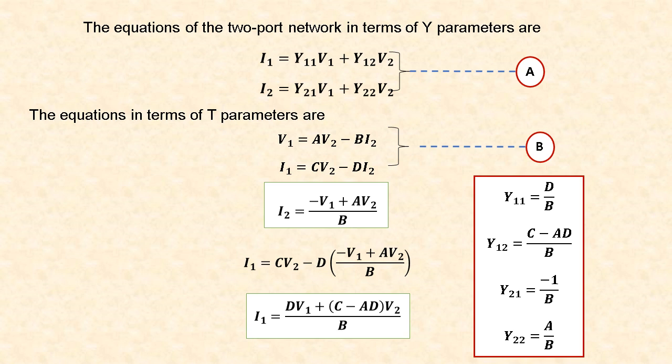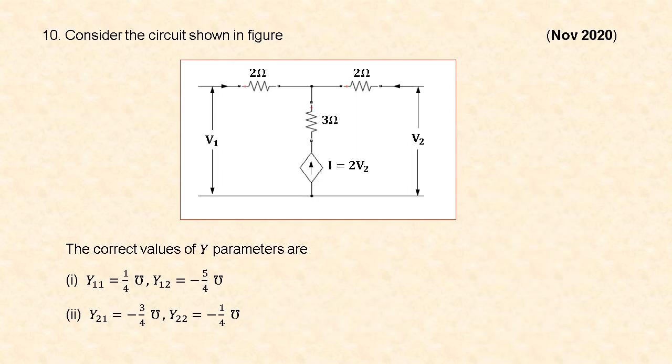Substituting this I2 in the second equation, we have I1 is equal to C into V2 minus D into (minus V1 plus A into V2) by B. So rearranging this, we have I1 is equal to D into V1 by B plus (C minus AD by B) into V2. Now comparing these two equations with equation A, we have Y11 is equal to D by B, Y12 is equal to C minus AD by B, Y21 is equal to minus 1 by B, Y22 is equal to A by B.